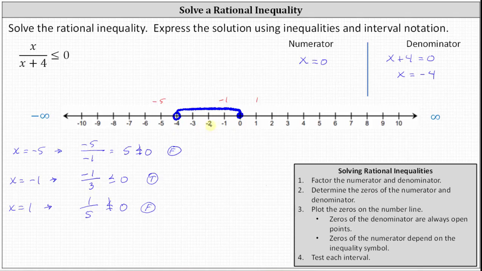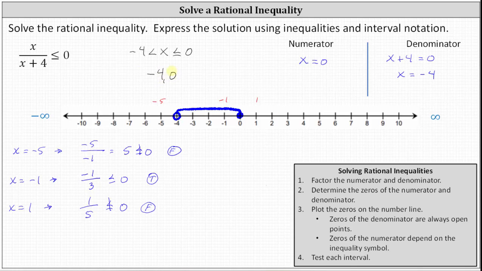So now that we have the graph of the solution, let's state the solution using a compound inequality as well as interval notation. Using a compound inequality, we can say that x is greater than negative 4 and less than or equal to 0. Or using interval notation, we have the interval from negative 4 to 0.